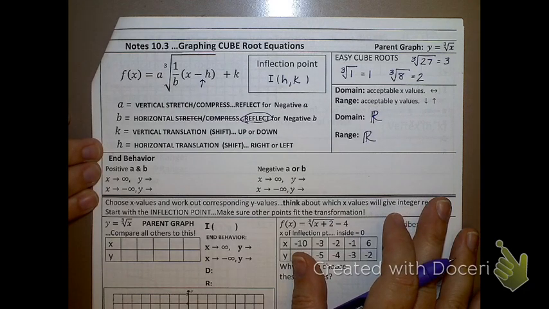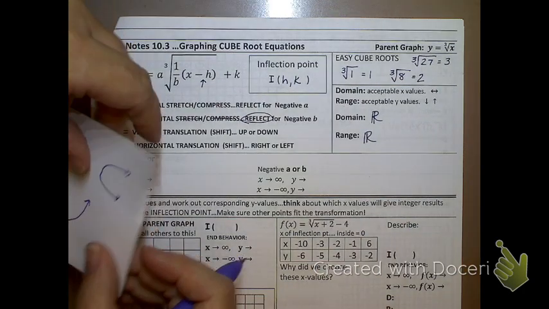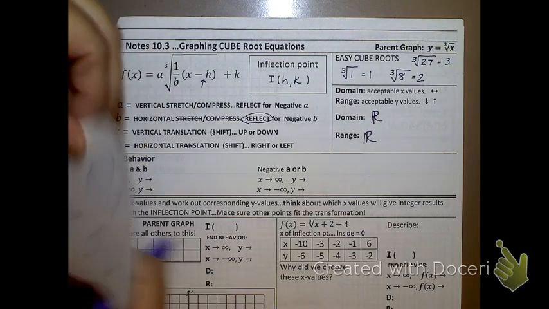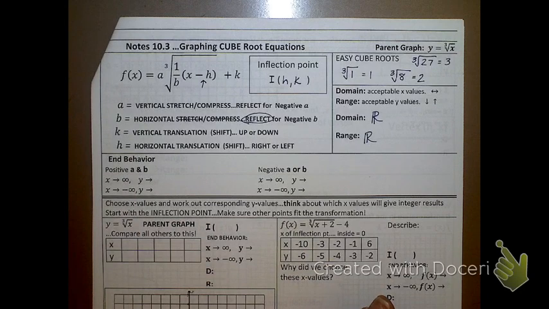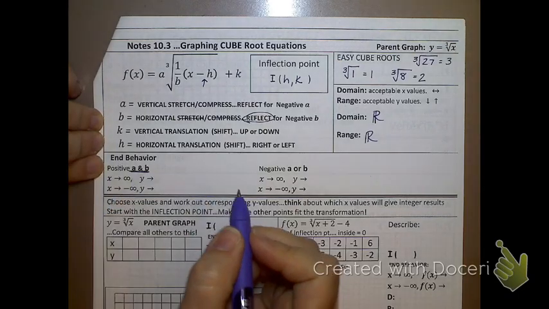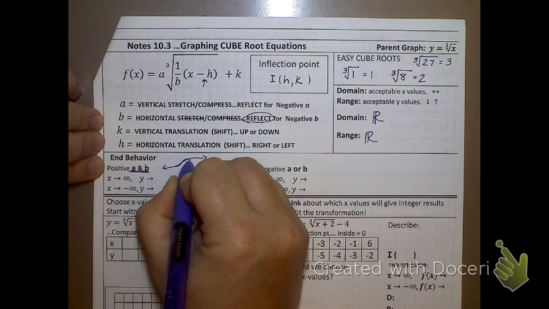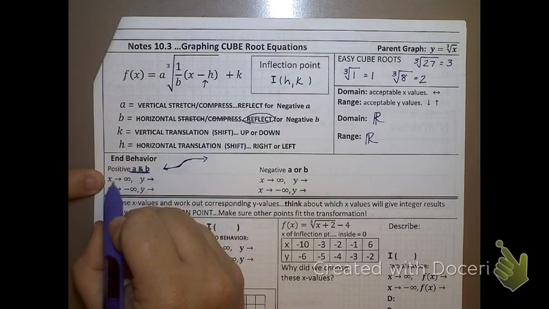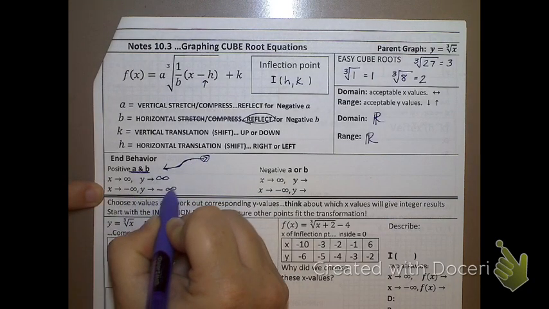One thing that's interesting about these is if you have a vertical reflection or a horizontal reflection, they look exactly the same. They did the same thing with cubics. Cubics, horizontal and vertical reflections looked the same. So in general, when you have a positive A and B value, meaning you have no reflection of any kind, you're going to have a graph that goes like this. And you're going to have your inflection point right in here somewhere. So your end behavior on the right is going up, and on the left is going down.